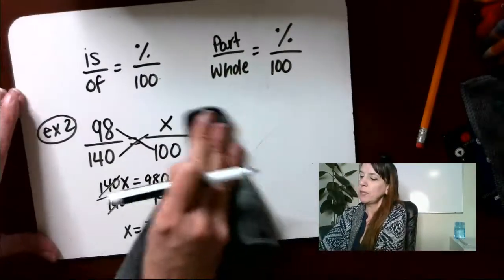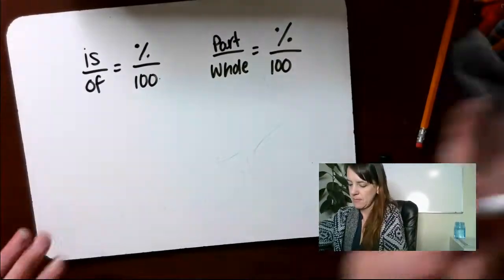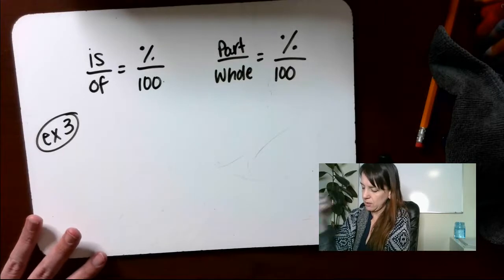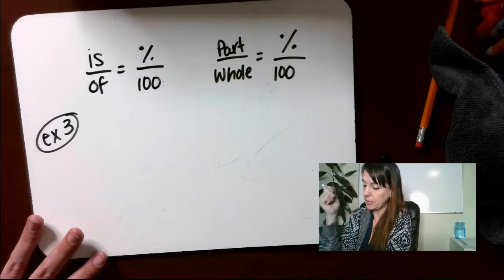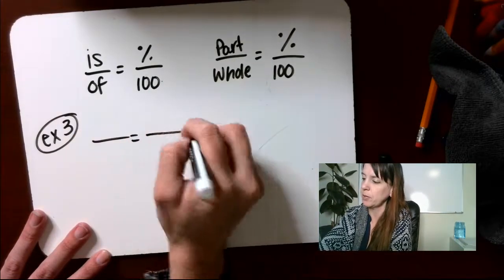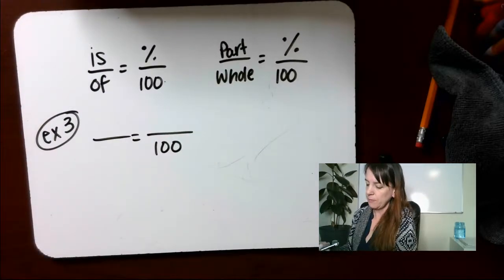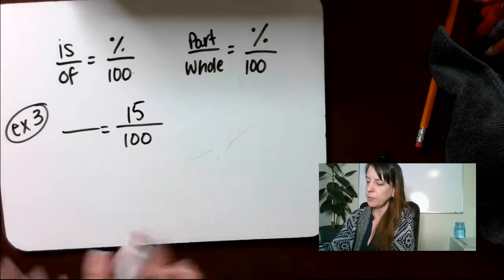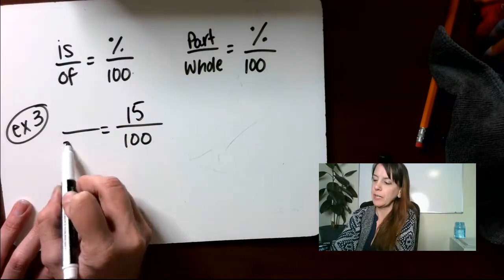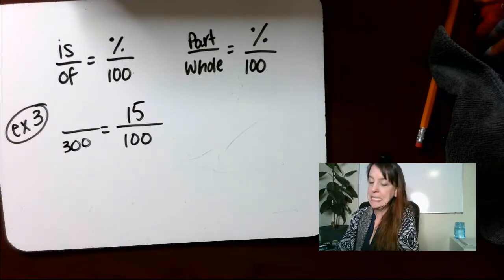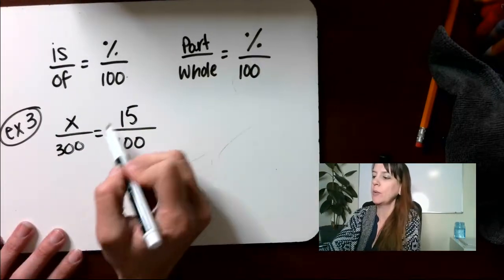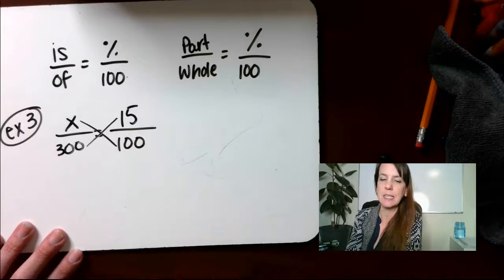Let's look at example number 3. 15% of 300 is what number? Well, it's a percent problem, so let's do our setup. So 15%, percent goes above our 100, of 300, of goes down here, so we're going to put that here. Is what number? Is our x, right? So we cross multiply. This times this equals this times this.